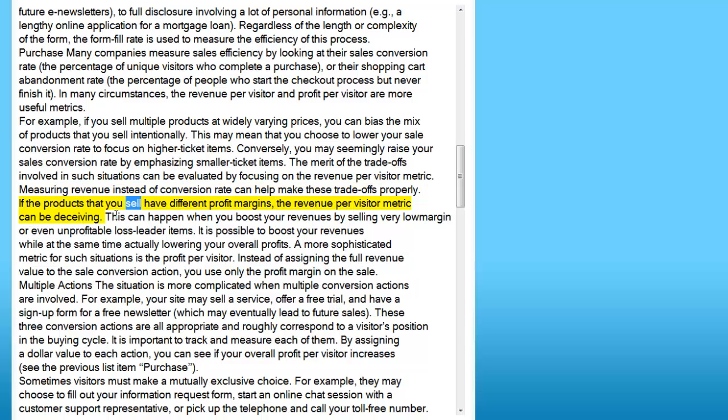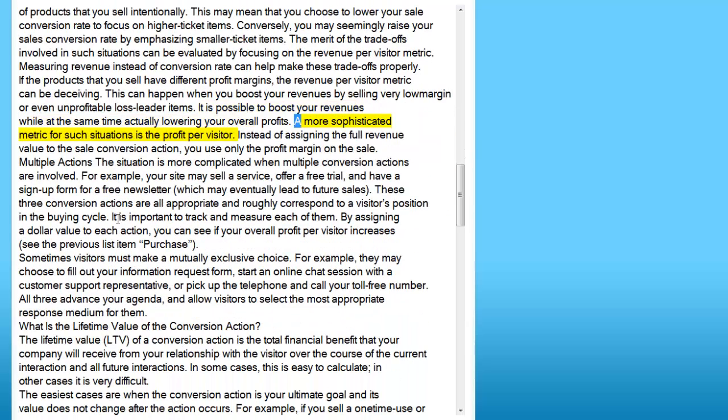If the products that you sell have different profit margins, the revenue per visitor metric can be deceiving. This can happen when you boost your revenues by selling very low margin or even unprofitable loss leader items. It is possible to boost your revenues while at the same time actually lowering your overall profits. A more sophisticated metric for such situations is the profit per visitor. Instead of assigning the full revenue value to the sale conversion action, you use only the profit margin on the sale.